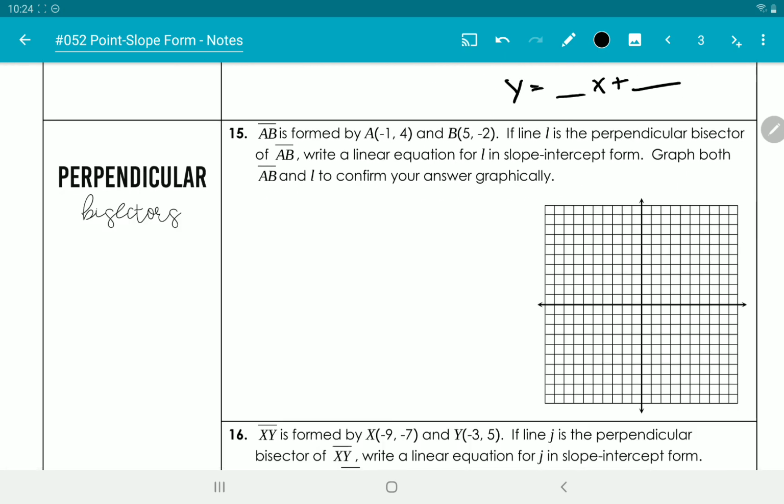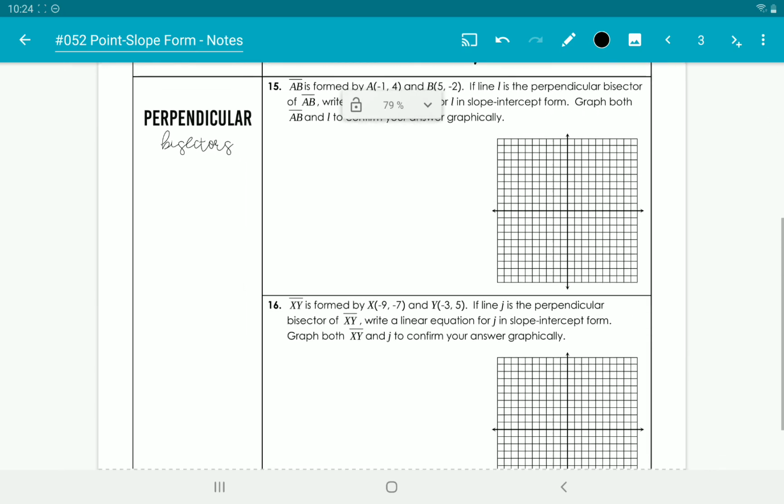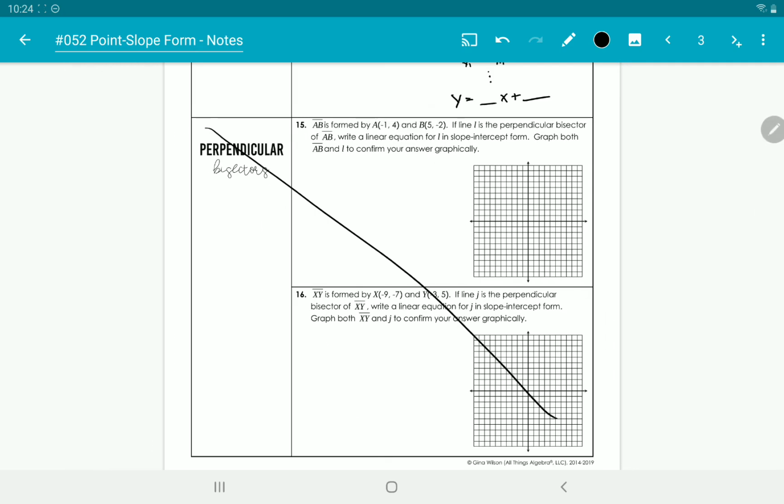And now we are actually not going to be doing these perpendicular bisector ones, so we're going to go ahead and cross those out.